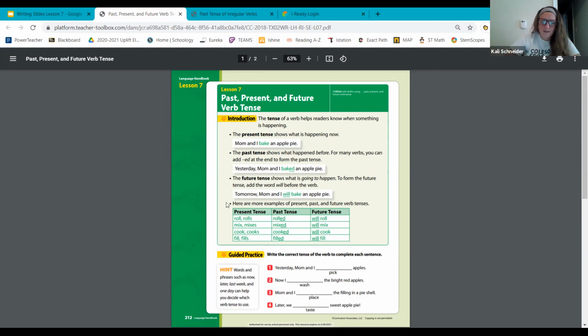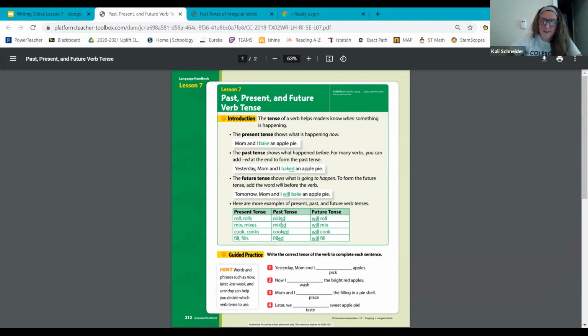So present tense. They showed us what's happening now, verbs, but in plural or singular. Plural means more than one, or singular if you're just doing one. So present tense would be roll or rolls.